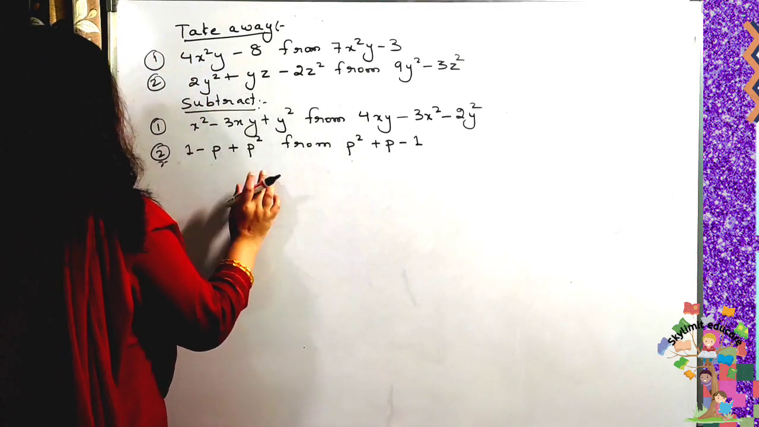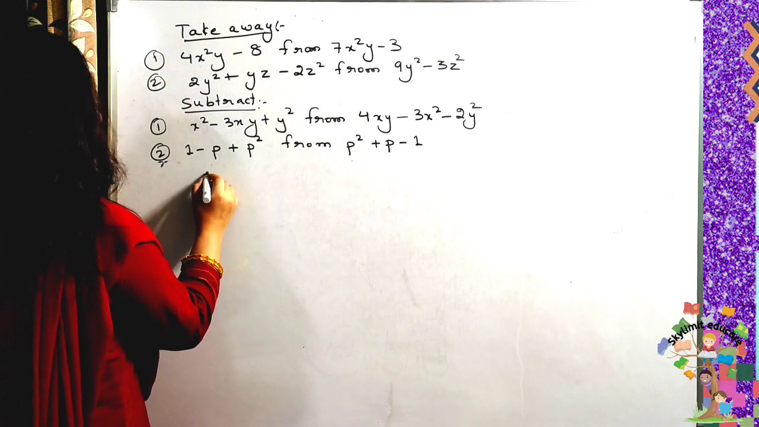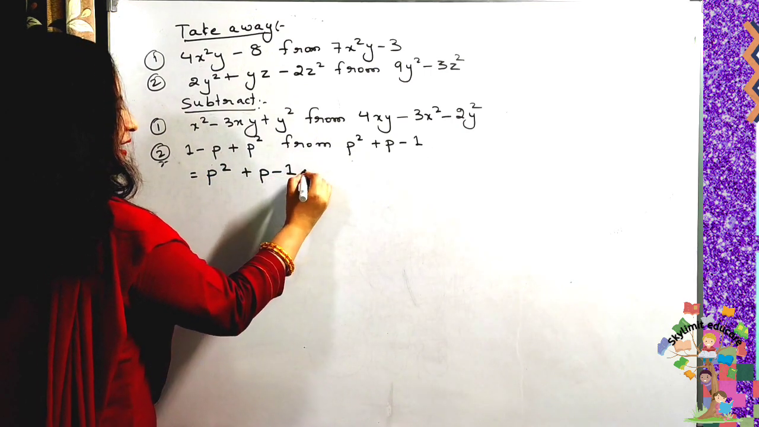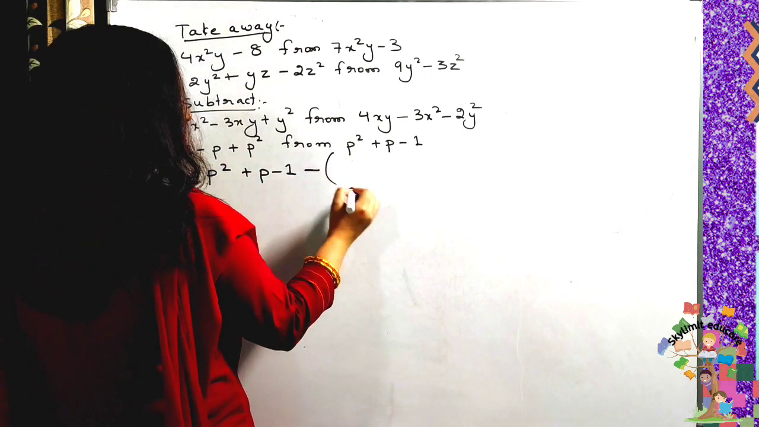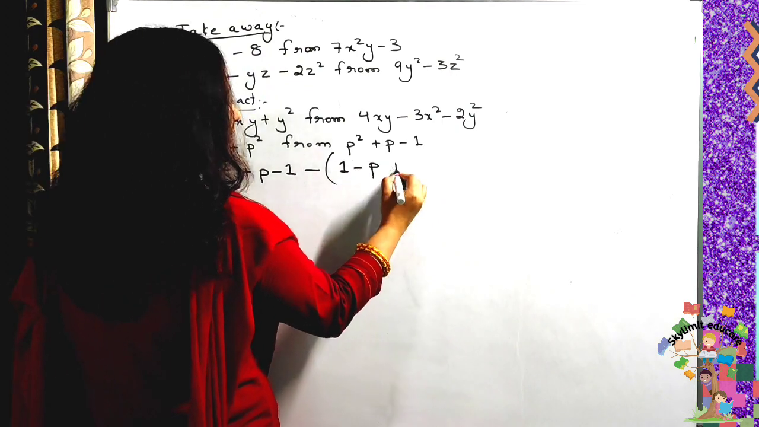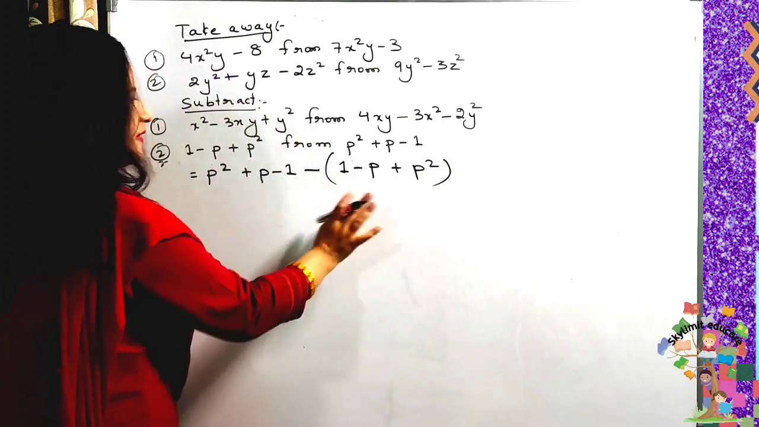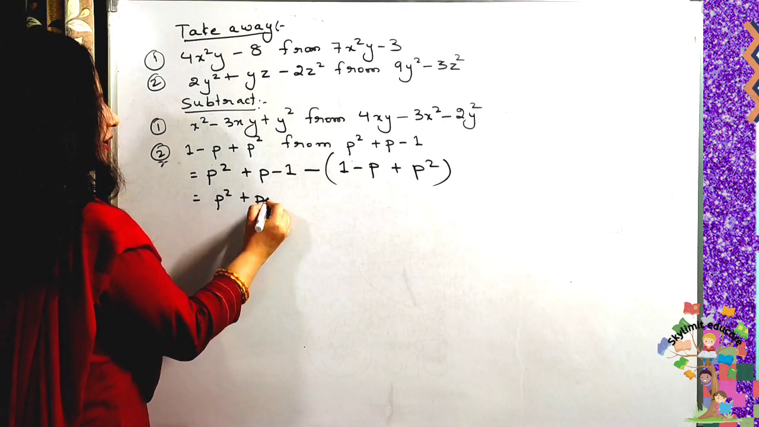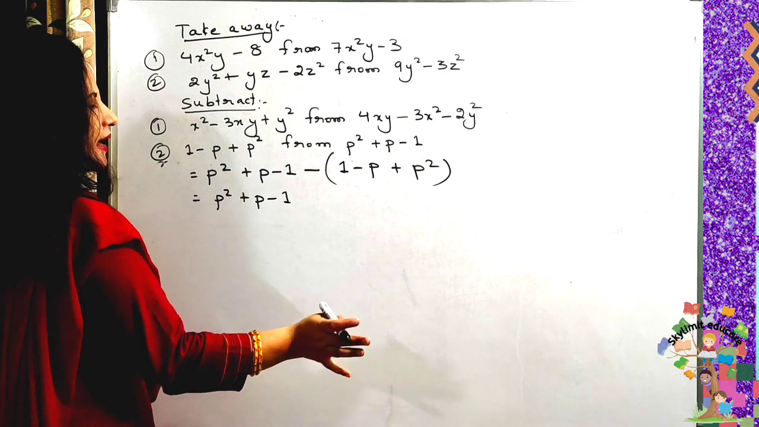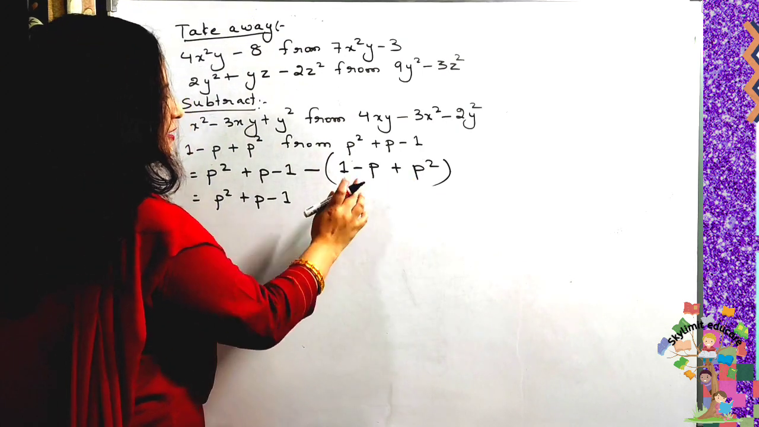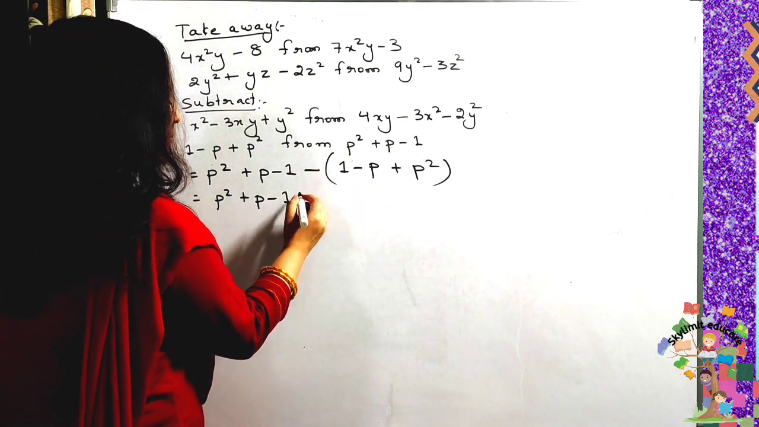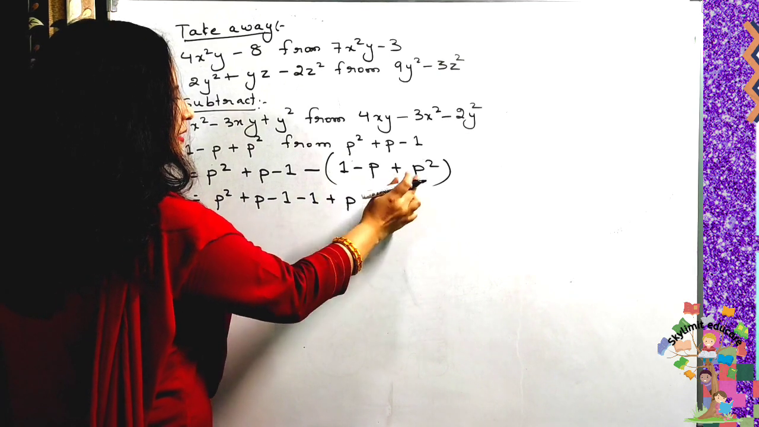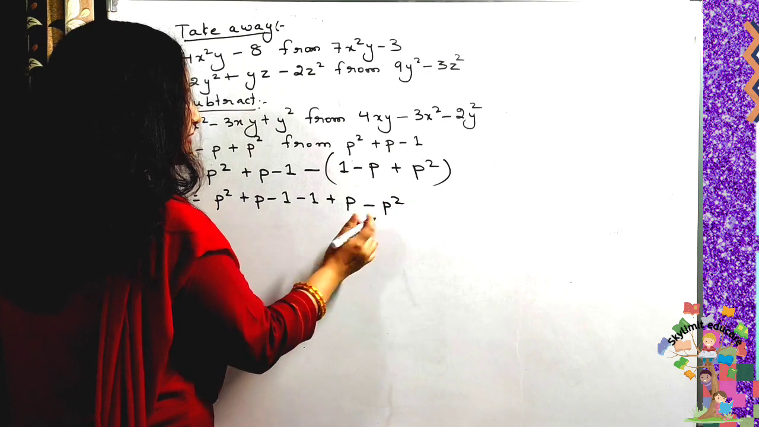So now from whatever is after from, I will write p square plus p minus 1. Then I will put the minus sign as it is. Then I will write the subtrahend within the bracket. Same thing I am repeating again and again. You can just see the steps. I will just copy down the minuend. Now I will remove the bracket. I will change the sign of every term in the subtrahend. 1 becomes minus 1. Minus p becomes plus p. Plus p square becomes minus p square.